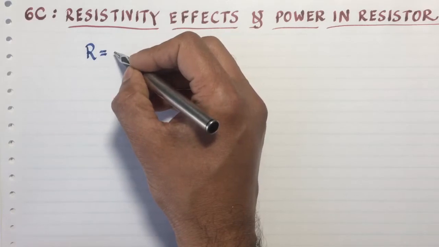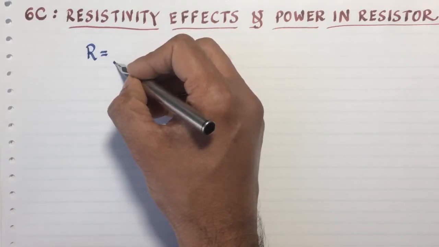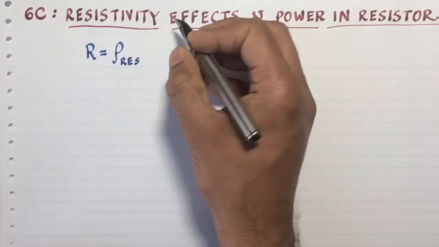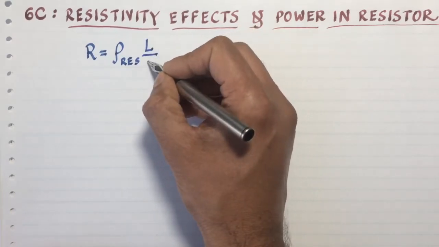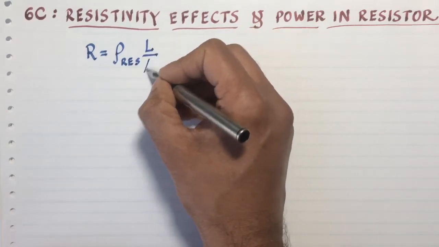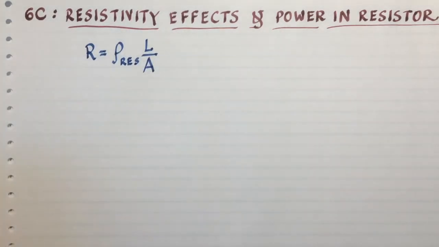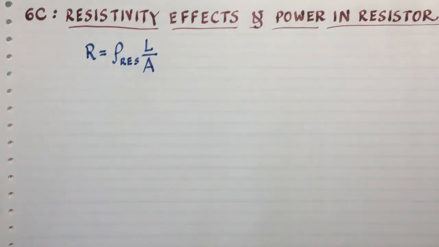And that is, the resistance of a specific sample of wire is something called resistivity, which I usually write as rho res, times the length of the wire divided by the area of cross section of the wire. So as you can see, the resistance depends on length and area.